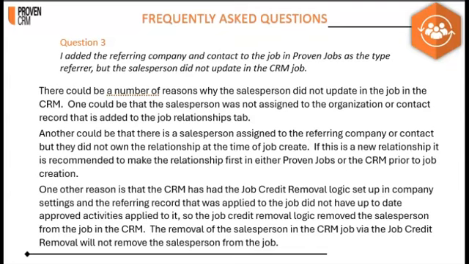in company settings, and the referring record that was applied to the job did not have up-to-date approved activities applied to it, so the job credit removal logic removed the salesperson from the job in the CRM. The removal of the salesperson in the job in CRM by job credit removal will not remove the salesperson from the job in Proven Jobs.